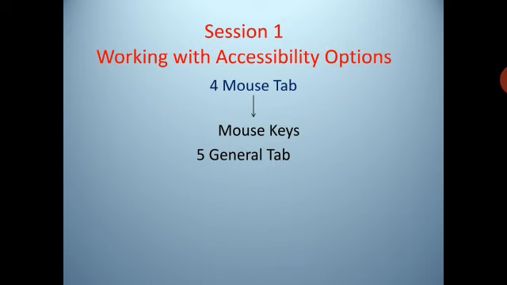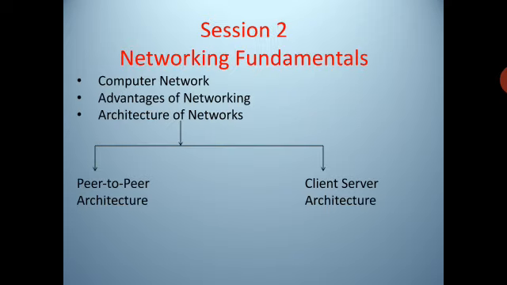Now students, we will start session 2, networking fundamentals. Now here the question arises, what is a computer network? A computer network is a collection of computer and other hardware devices interconnected by cables that allow sharing of data and resources. Now, advantages of networking.